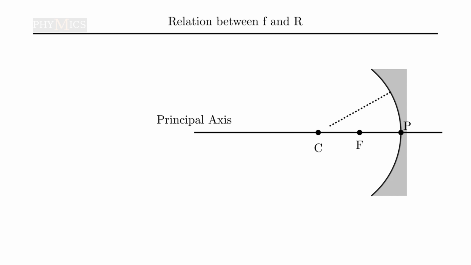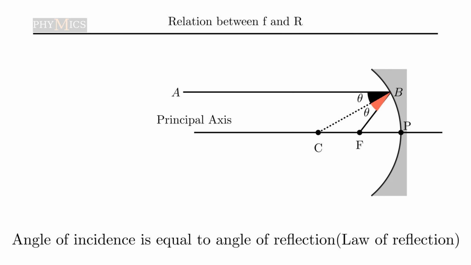The first step is to draw a normal on the mirror, as any normal to the mirror passes through the center of curvature. Then incident a ray AB parallel to the principal axis on the mirror. As any ray parallel to the principal axis passes through the focus, therefore this ray AB must pass through focus. Now the incident ray AB and reflected ray BF make equal angles with the normal in accordance with the laws of reflection. Let these angles be theta.